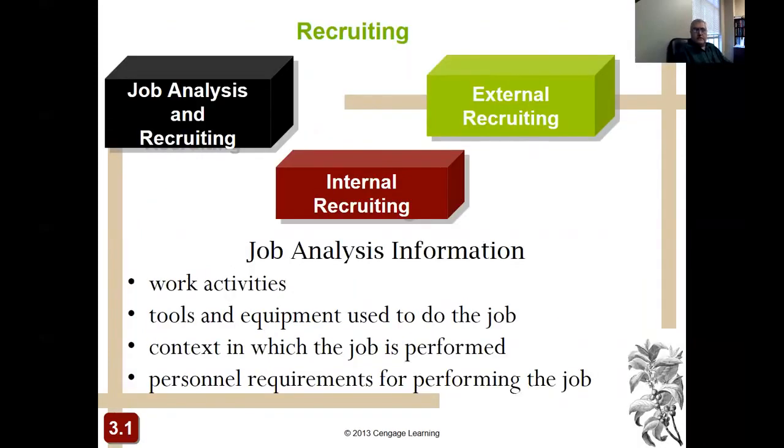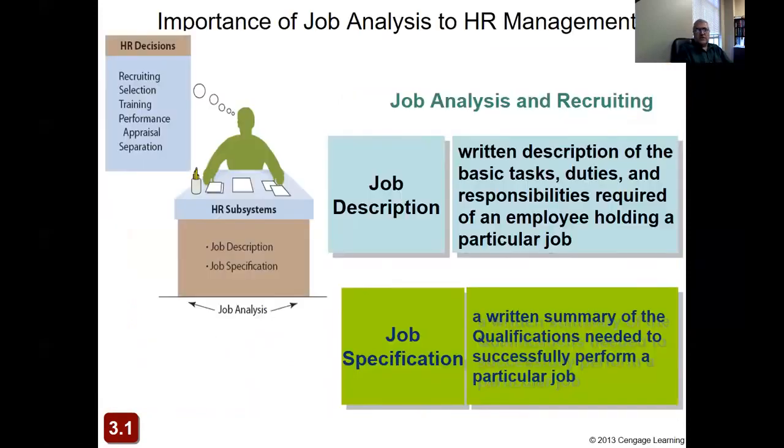Another function of HR is recruiting. In order to recruit the right people and select the right people for the right position, job analysis must be done. We will discuss these two recruiting methods in detail. Job analysis information includes work activities, tools and equipment used to do the job, the context in which the job is performed, and personal requirements for performing the job.